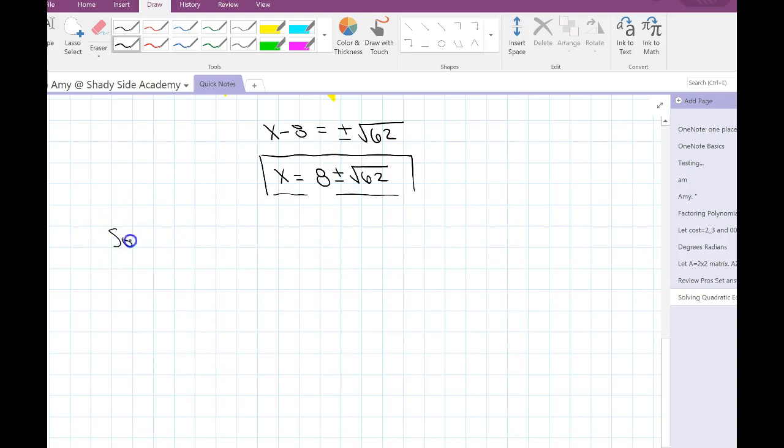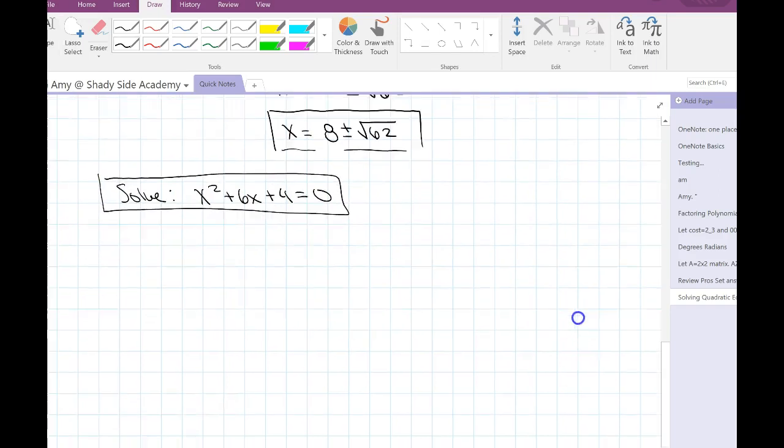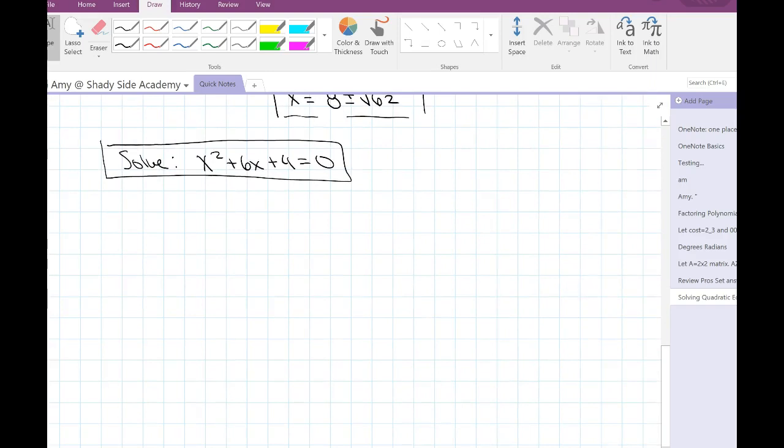Go ahead, solve this equation by completing the square. Well, let's see. Okay, let's solve this one. x squared plus 6x plus 4 equals 0. Okay, go ahead and solve by completing the square and then replay me for the answer. Okay, all right, here we go.